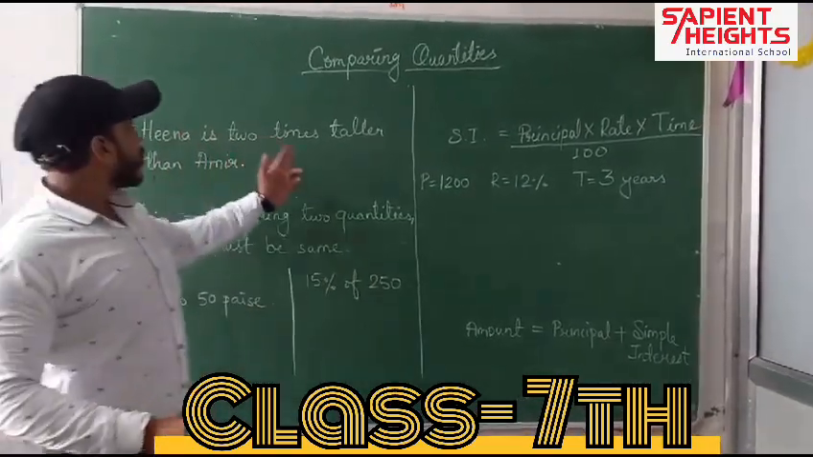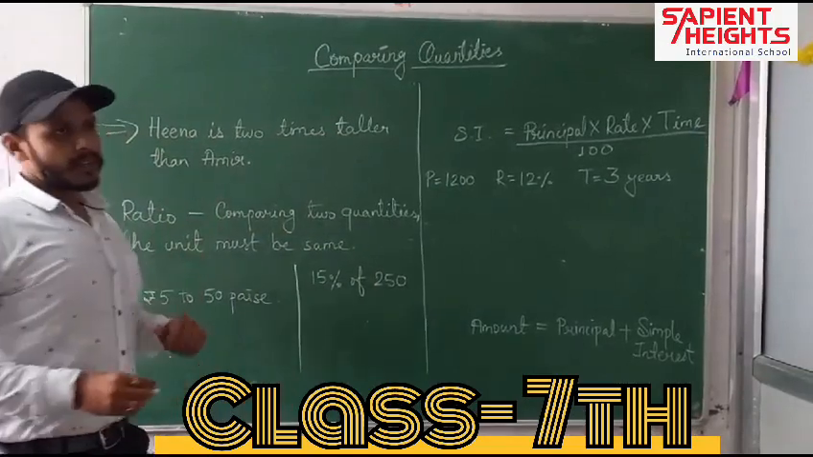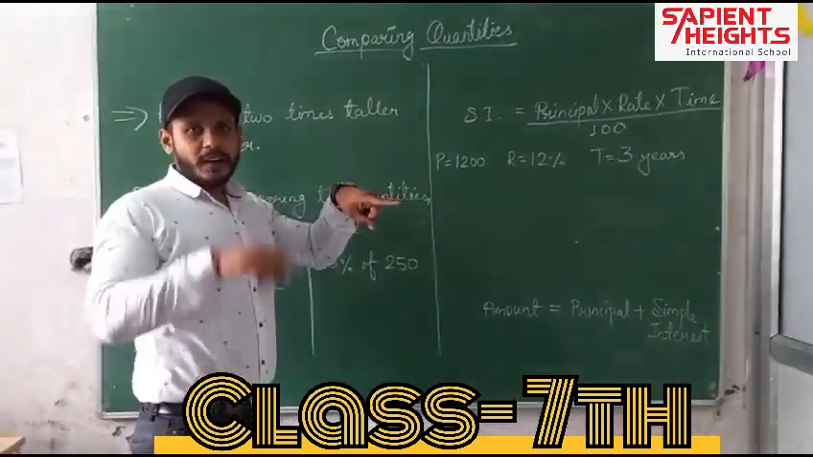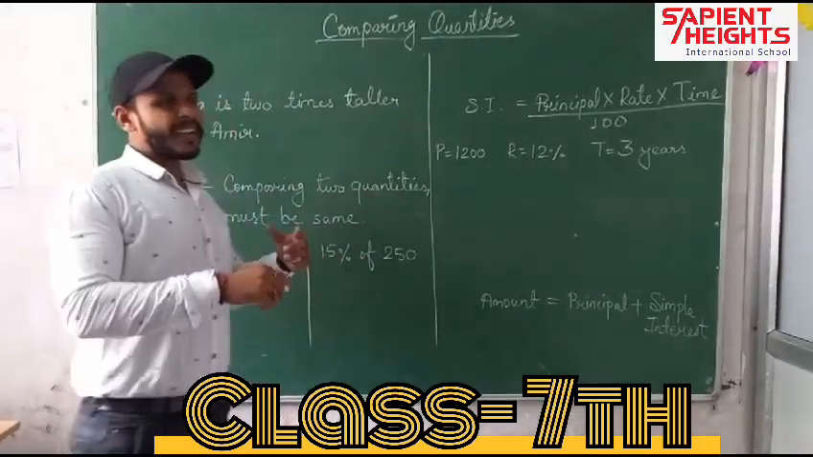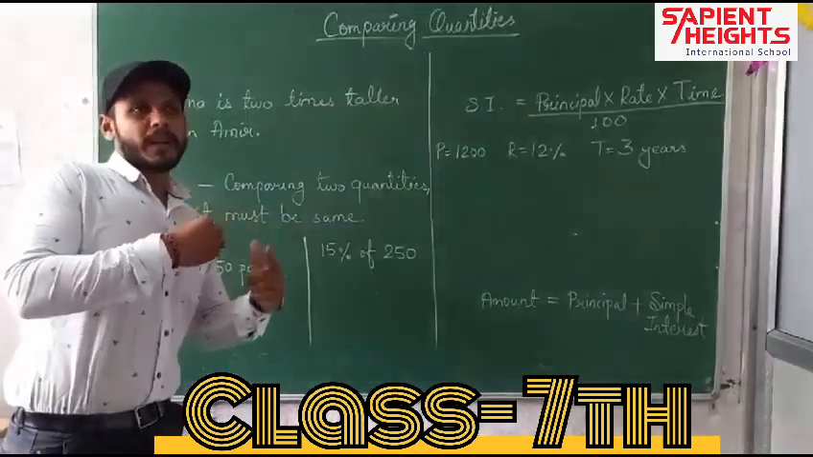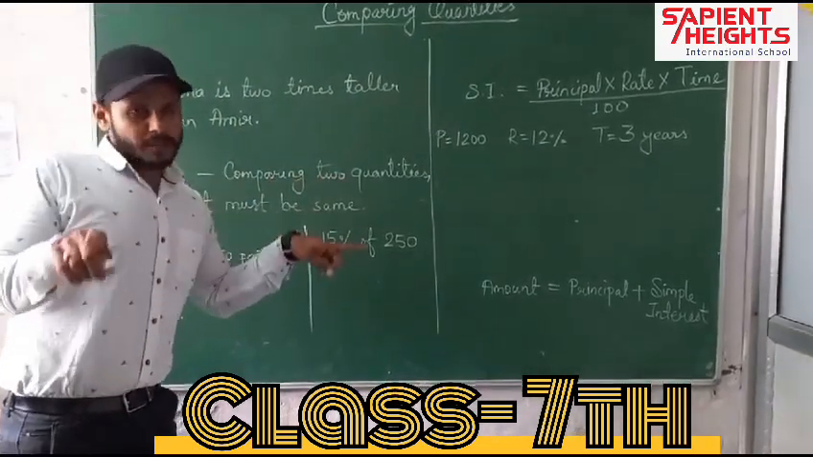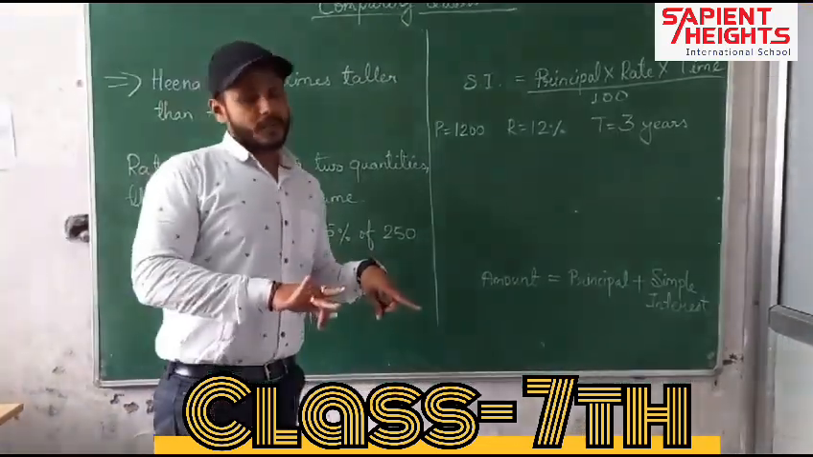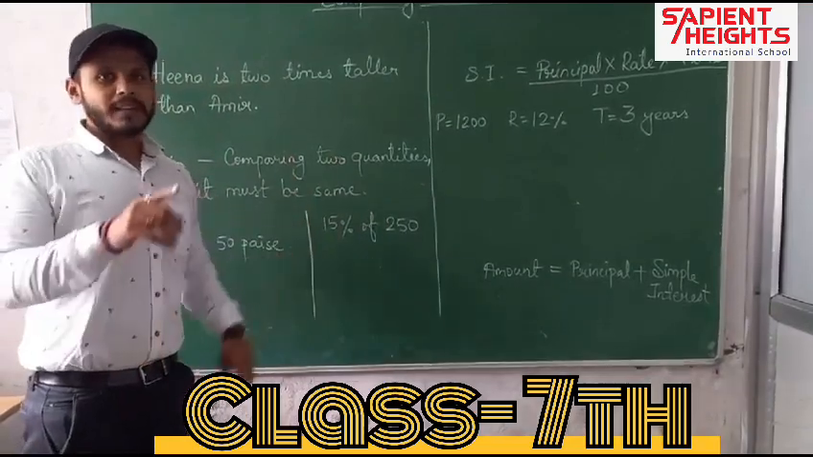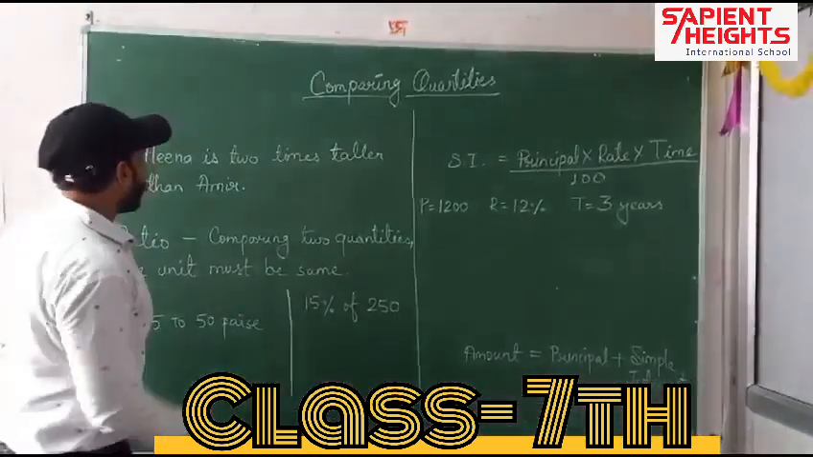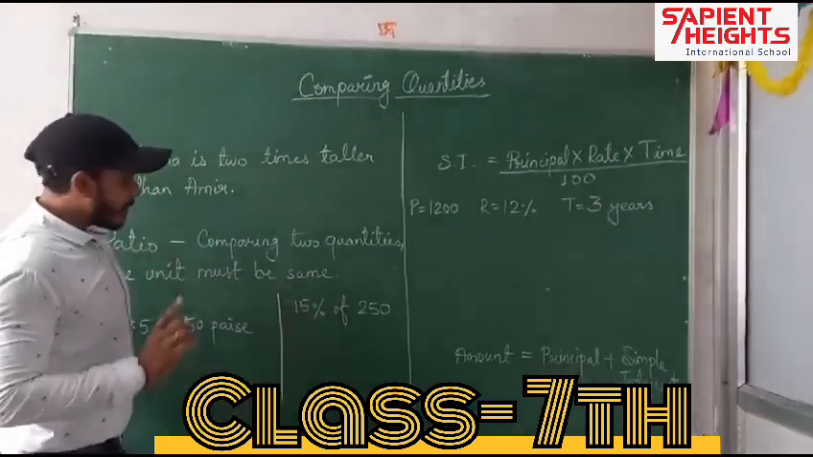Okay. So now, for example, here an example is given. Hina is 2 times taller than Amir. Here I am comparing the height of Hina with the height of Amir. I cannot compare the hobby of Hina with the height of Amir because both are different things. So now it is clear from the example that comparison is done between two similar things. Okay. So here we are comparing the height.